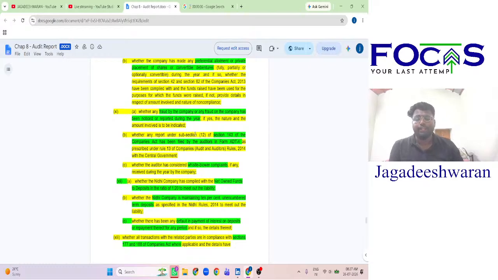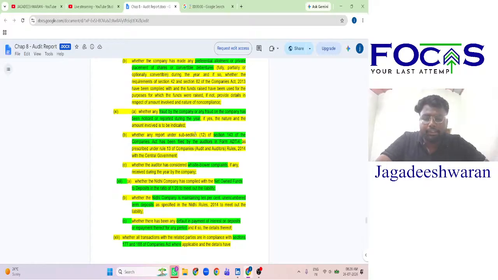11, whether any fraud by the company or fraud on the company has been noticed or reported during the year. If so, the nature and the amount involved to be indicated. நம்ம ஏதாச்சும் fraud பண்ணிருக்கோமா இல்ல நம்ம கம்பெனிக்கு யாராச்சும் fraud பண்ணிருக்காங்களா அப்படின்னு. If yes, what is the nature of the fraud and what is the amount involved, we have to indicate. Then, whether any report under subsection 12 of section 143 of the Companies Act has been filed with the auditors in form ADT 4 as prescribed under rule 13 of the Companies rules with the central government.